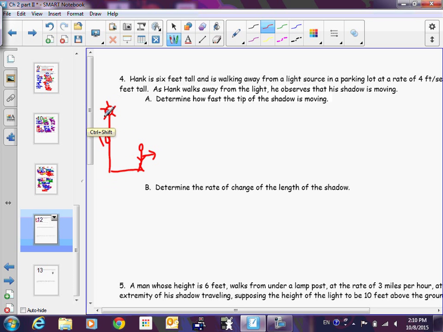So if the light source is over here to the left, where is his shadow at? Yeah, down over here. So there's his shadow. And if you connect the top of the light source to the top of Hank's head to the tip of the shadow, that gives us a right triangle, and in fact, it gives us 2 right triangles. Okay, and they told us that Hank is 6 feet tall.